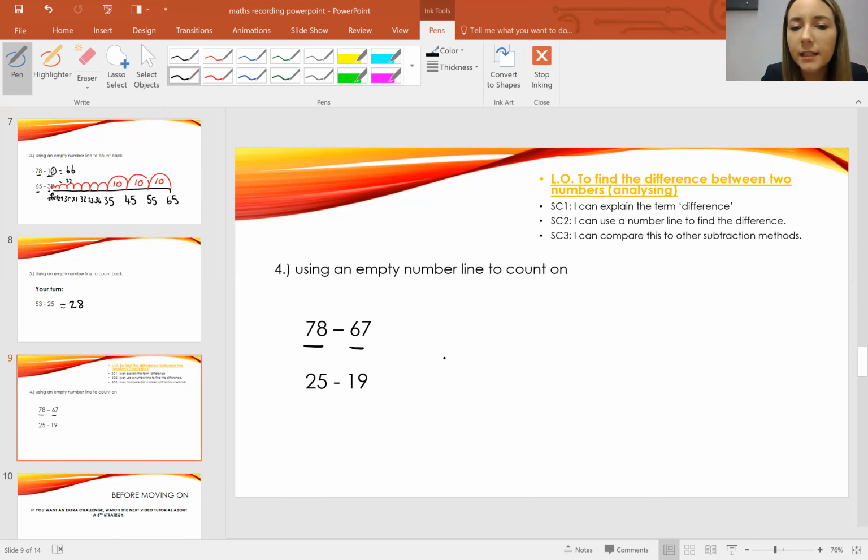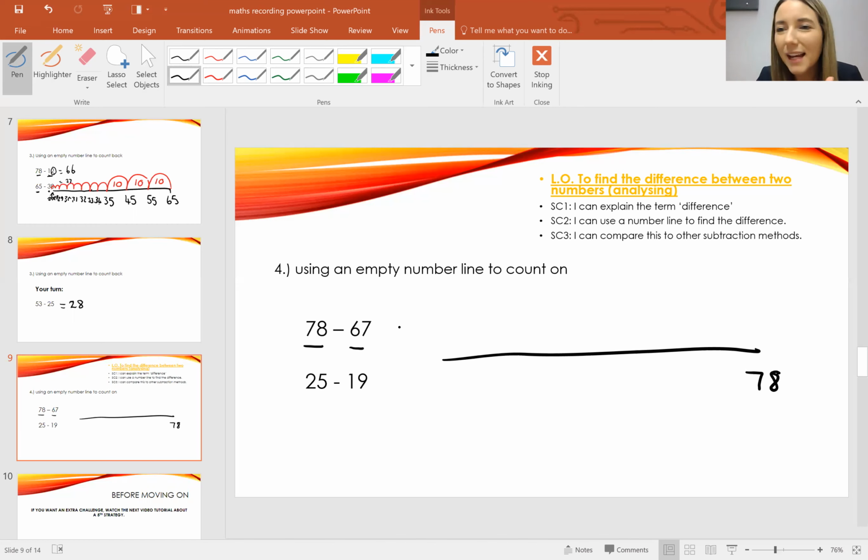If you did 78 and you wanted to count back 67, it's going to take you a long time, even if you jump in 10s and then 7 1s. Again, if you draw your pictorial jotting and you draw out 78, it's going to take a long time, and then crossing out 67. What we can do instead is just find the difference between the two numbers, see how many numbers are between the two because they're close together.